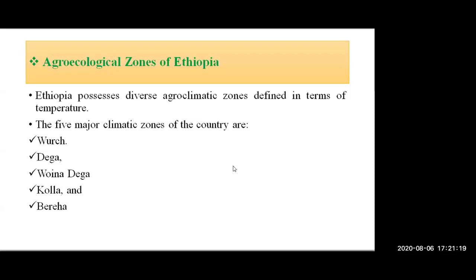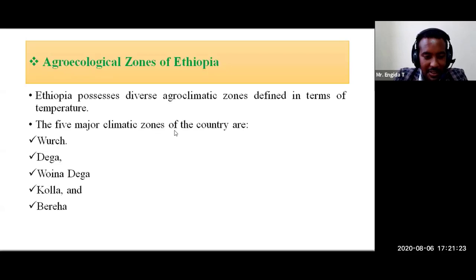Today, let's look at the agroecological zones of Ethiopia. As I have said several times, Ethiopia has diverse agroclimatic zones. This zoning was made by considering some variable. When we talk about any region or regionalization, we have to consider some variable.